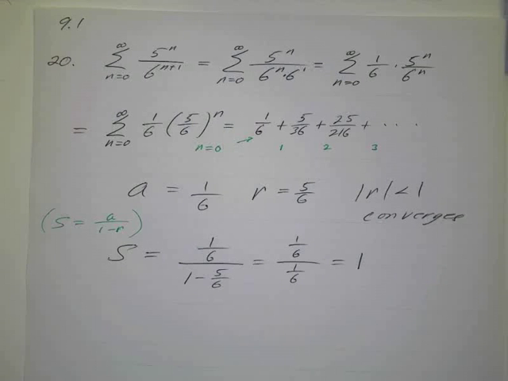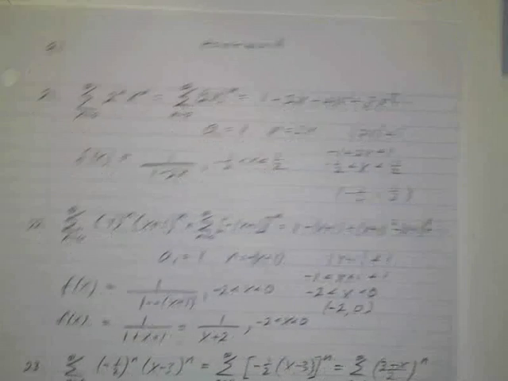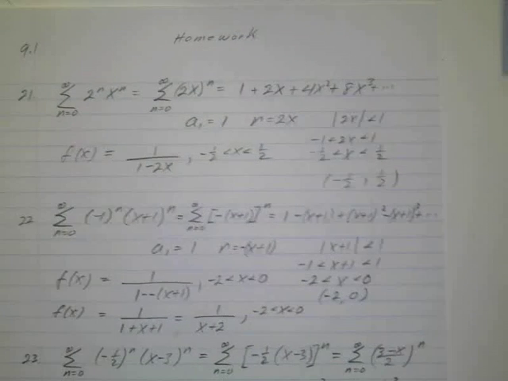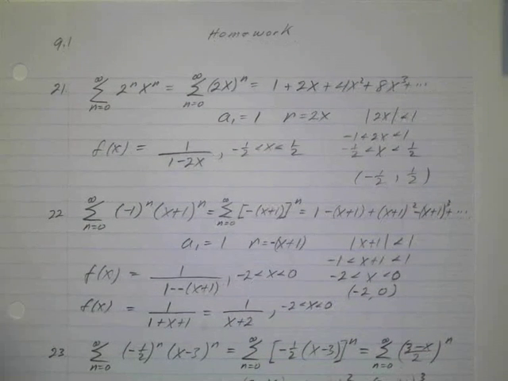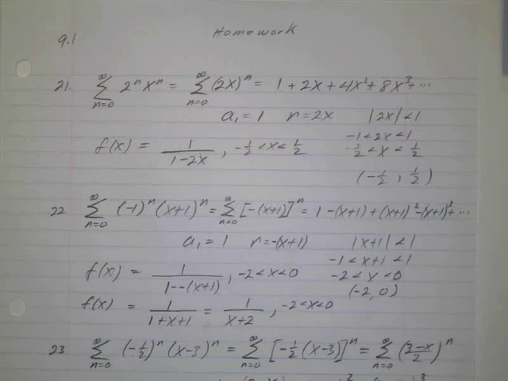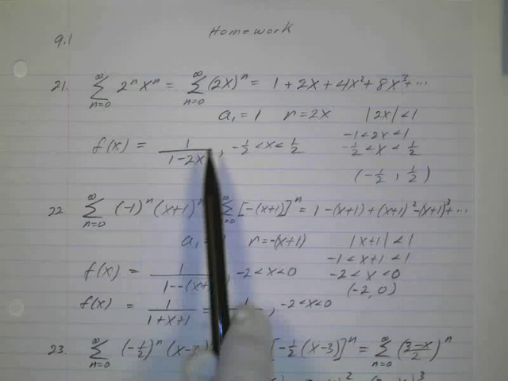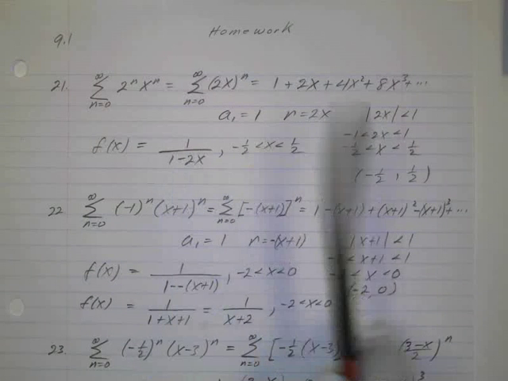Okay. Number 21 through 24, find the interval of convergence and the function of x represented by the geometric series. Now this is where we start to get into the nice thing about these, okay? A geometric series is a polynomial, which is very, very easy to take the derivative or antiderivative of. Functions like this are not so easy.